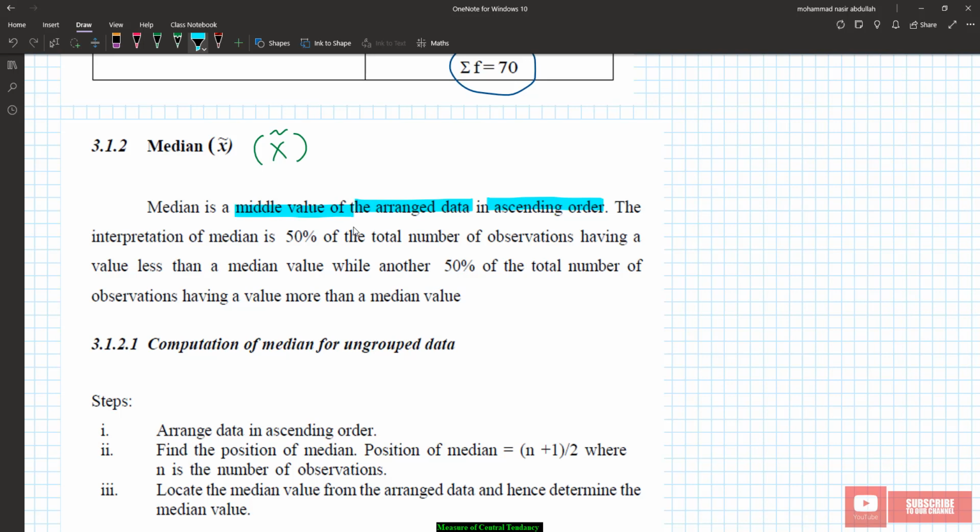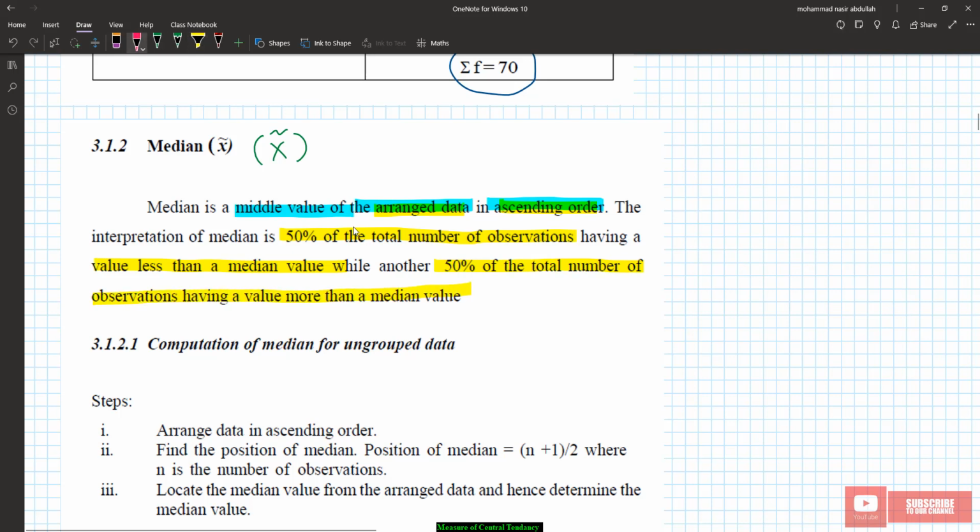Median is the middle value of a range of data in ascending order. So to find the median, we need to arrange the data first, in ascending order from the smallest value to the largest value. The interpretation of median is that 50% of the total number of observations have values less than the median value, while the other 50% of the total number of observations have values more than the median value.